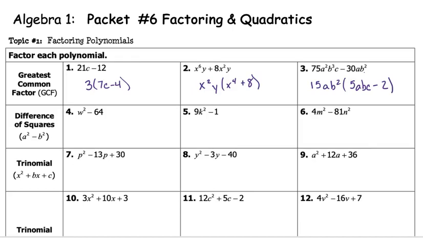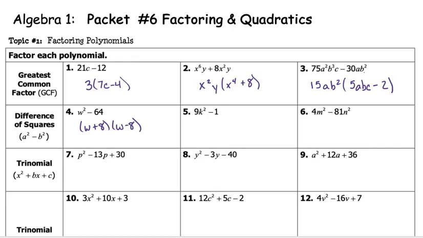In number 4, I'm looking here for a difference of squares. Remember, it only works for binomials, and it only works if there's subtraction. So w squared minus 64, yes, that is a perfect square. So we could open this up, and we're going to say, well, that means I can have w plus 8 and w minus 8, since the square root of 64 is 8.